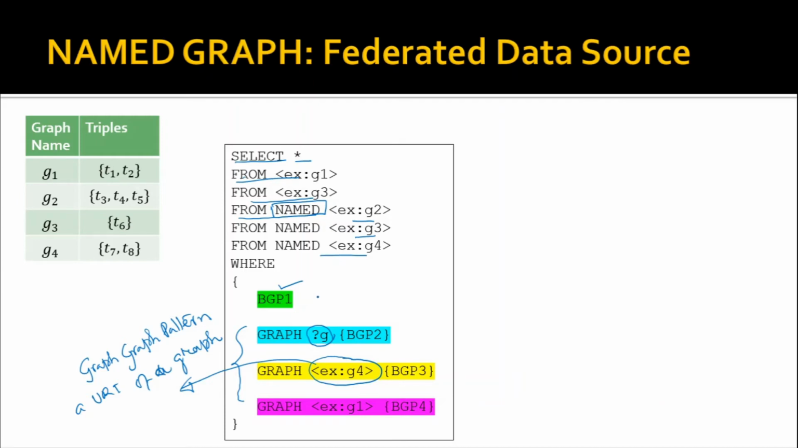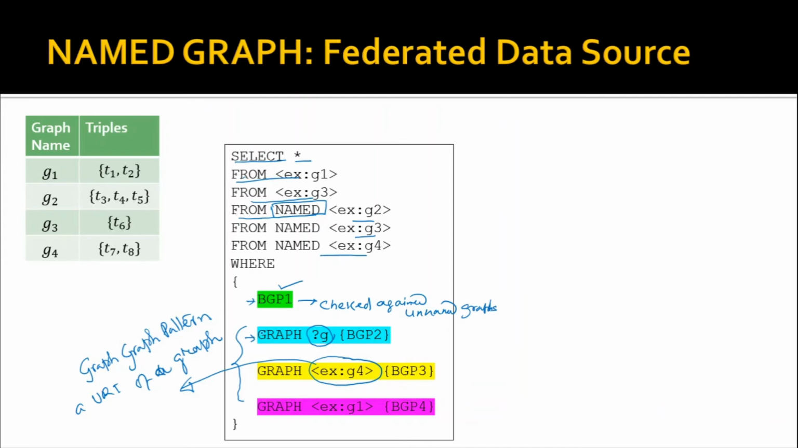Now let us try to analyze what kind of meanings we can associate to each of these patterns. The basic graph pattern will be checked against unnamed graphs. Unnamed in the sense that we don't put the named keyword after the from keyword. So G1 and G3 will be available to check this BGP.